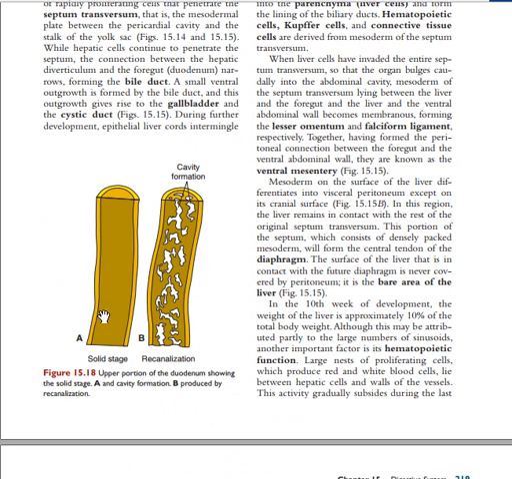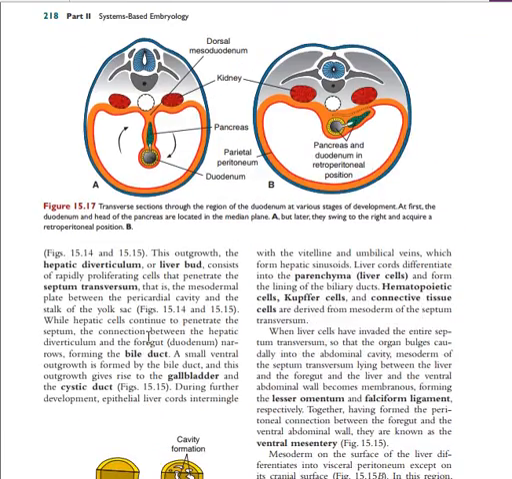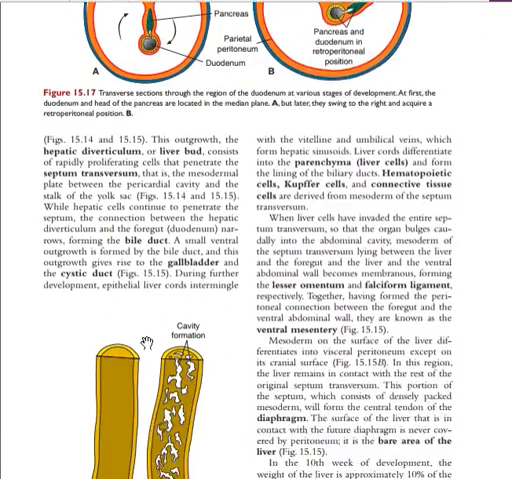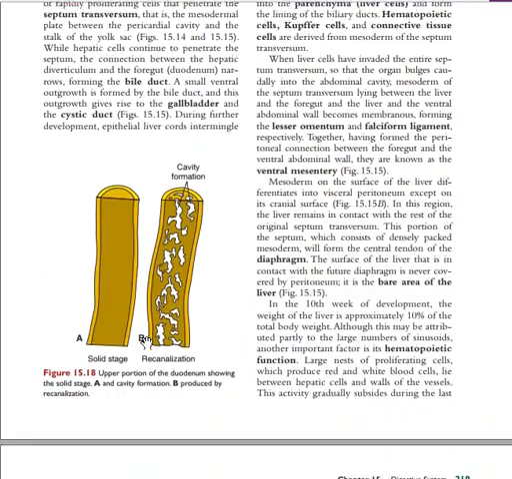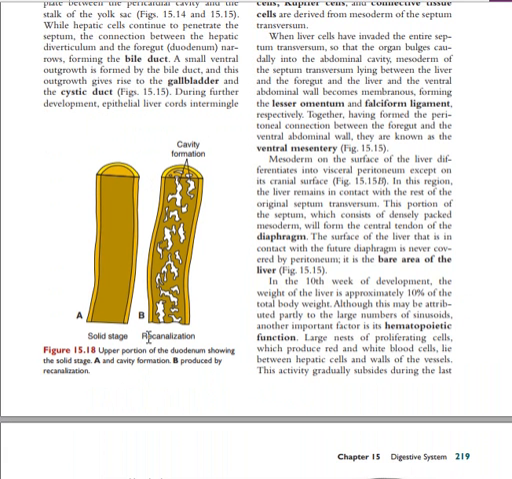Now in this diagram you have the solid stage and you have recanalization. So this is the upper portion of the duodenum showing the solid stage and the recanalization. At the beginning the duodenum was solid, and later, after recanalization, it has fusion with the common bile duct, which is coming from the bile duct and then the pancreatic duct, basically.